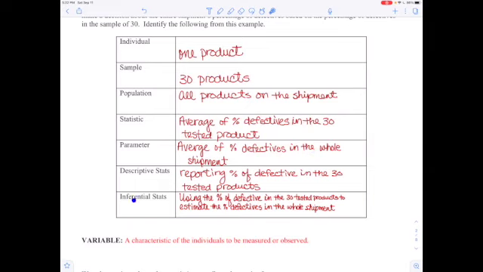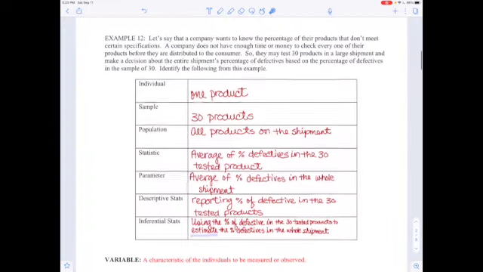And the same thing in the inferential statistics is using the percentage of defective in the 30 tested products to estimate. That's the keyword right here. You want to estimate the percentage of defectives in the whole shipment. So really the only little bit of difference between parameter and inferential statistics is just adding that estimate in the whole wording situation. That's example 12.